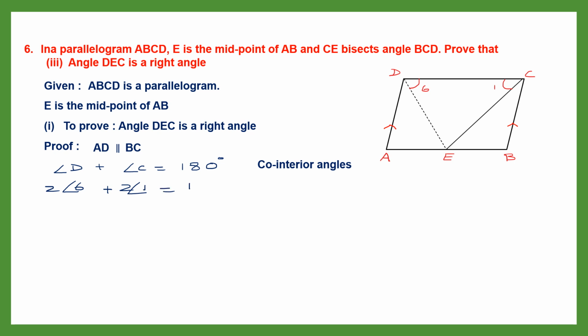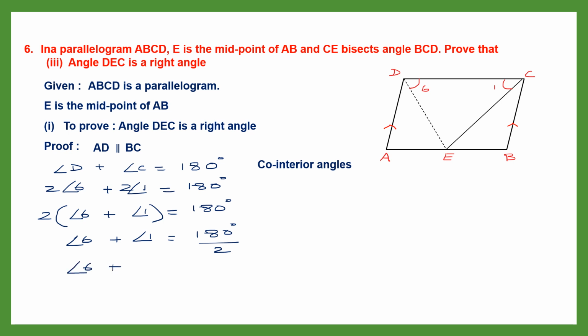When you add up both, you get 180 degrees. So here, because 2 is common, I'm taking it outside and inside I'm writing only angle 6 plus angle 1, is equal to 180 degrees. Now to find only angle 6 plus angle 1, what do I do? I say 180 degrees divided by 2. So angle 6 plus angle 1 is equal to 180 by 2, which is 90 degrees. So I hope you've understood. These two angles, when I add them up, I get 90 degrees.